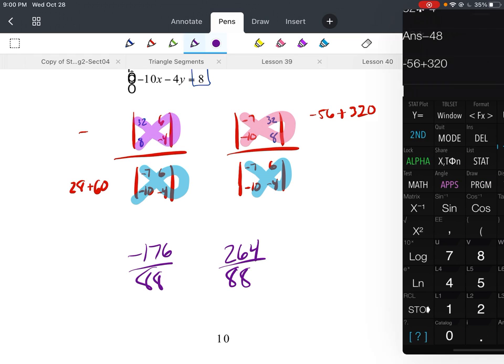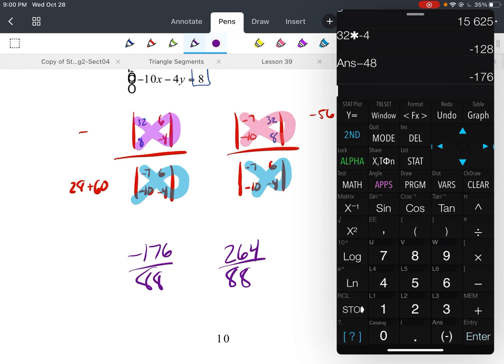And then, of course, the simplest thing would just be to divide those. So 264 divided by 88 is 3. So this all just turns into a big fat 3. And my x value is 176 divided by 88.